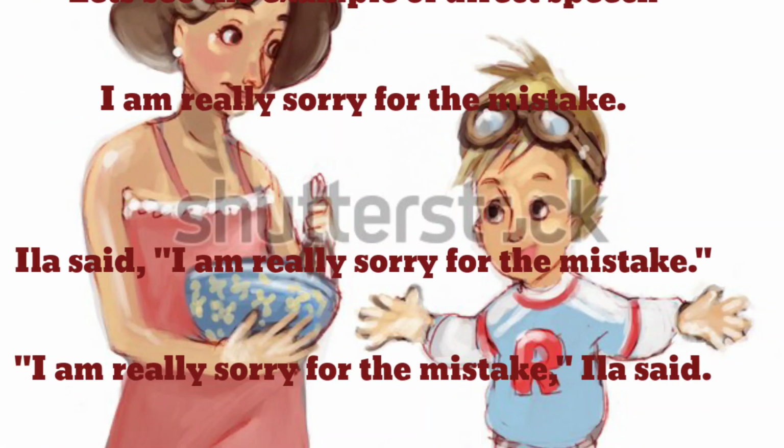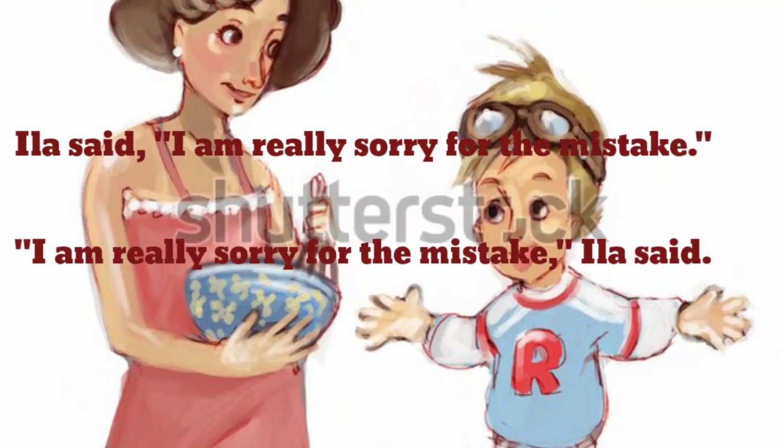Now, let's see the examples of direct speech. "I'm really sorry for the mistake." Here, one girl, Ila, is saying that I'm really sorry for the mistake. So, if we write as it is, Ila has spoken. Ila said, "I'm really sorry for the mistake." Or, "I'm really sorry for the mistake," Ila said. So, it can be written either way. And this is called direct speech.